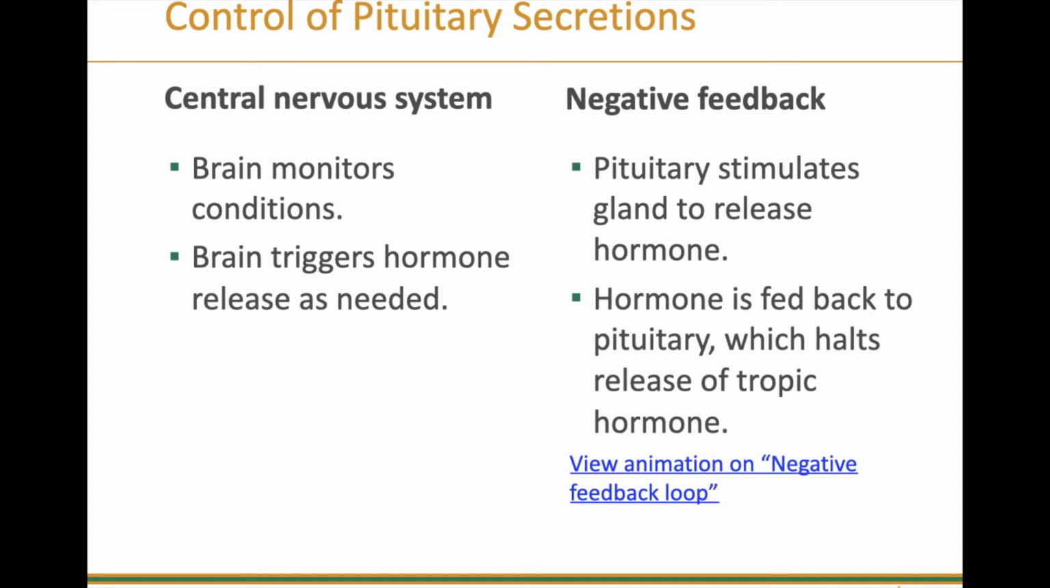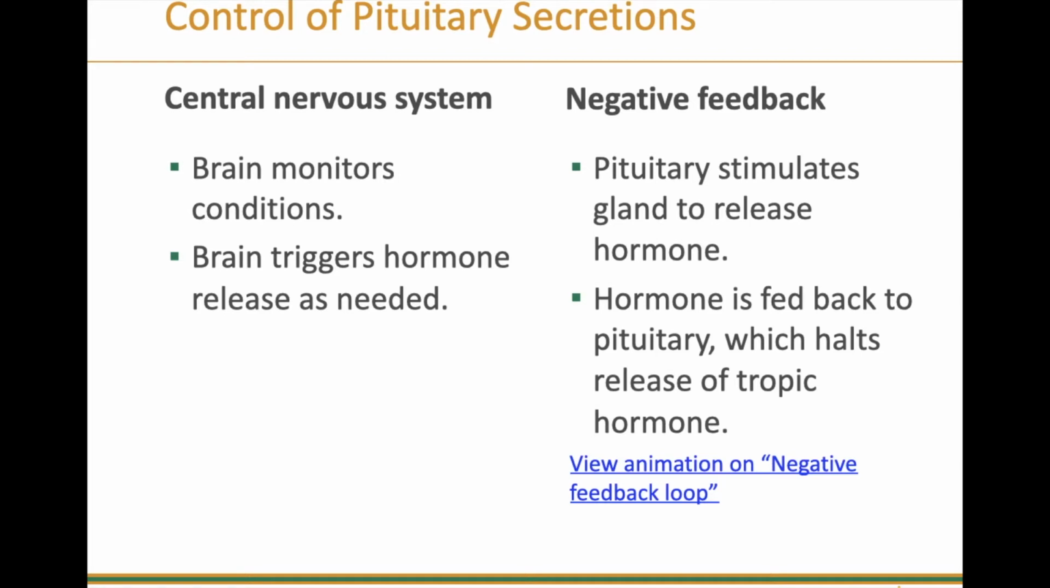Alright, next is how hormone secretion is controlled by the nervous system and by negative feedback. So nervous system control is pretty simple. The brain monitors the conditions, and then it triggers hormone release as needed. So for example, the brain might be looking at how many nutrients you have, seeing if you can release growth hormone or not.